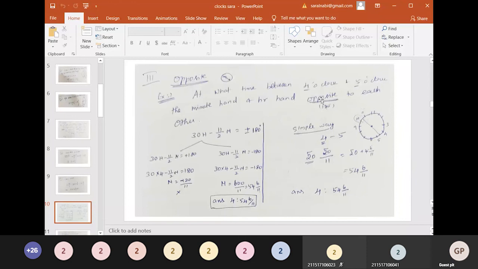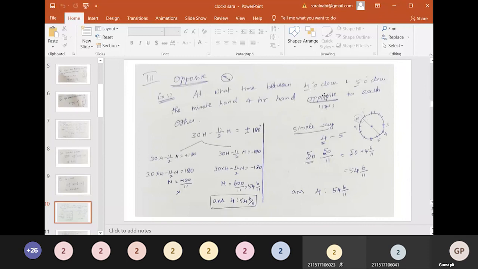Okay, so when they ask for opposite to each other, you should not directly consider 4. You have to consider the opposite direction. So the opposite time is in between 10 to 11, right? And here you consider 10. So 10 into 5, what? 50. So 50 into 50 by 11. Again, the same concept, so you can convert this into a mixed fraction and then add. So you will be getting 54 into 6 by 11 minutes. So now you can write the answer.